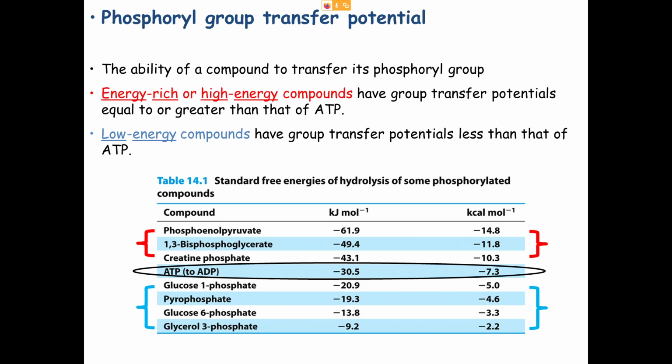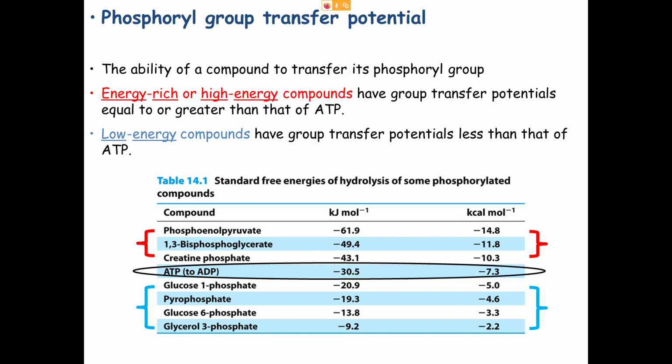I'm going to use the kilocalories on the right. You can use the kilojoules if you want, but I'll compare on the right. Negative 7.3 kilocalories per mole. All the molecules above it in the chart are more energetic or less stable. They have a higher tendency to get rid of their phosphates. Those 3 would rather get rid of their phosphate more so than ATP does. And the 4 below it have less tendency, lower energies, of getting rid of their phosphates.